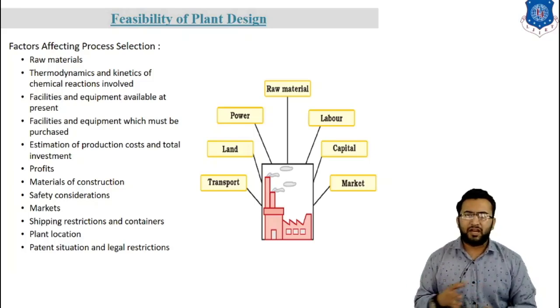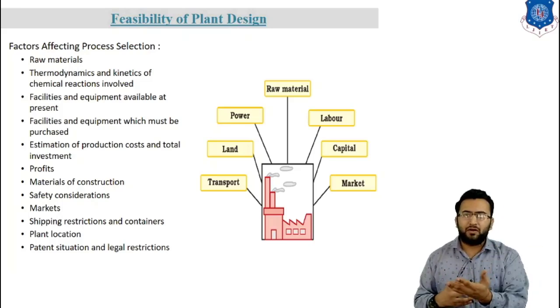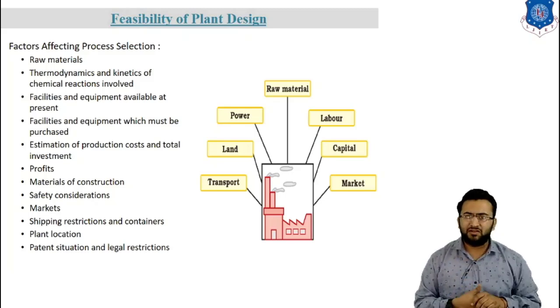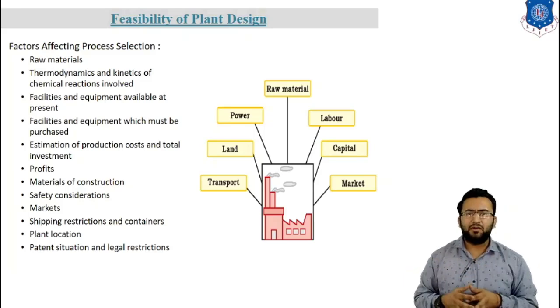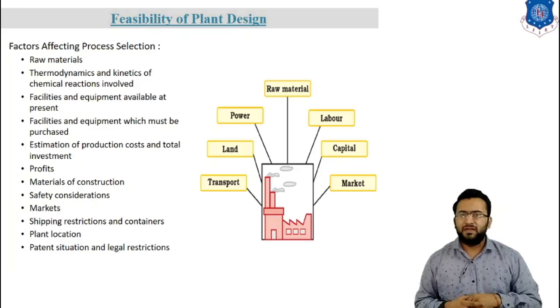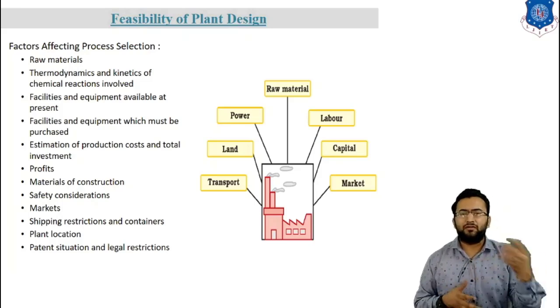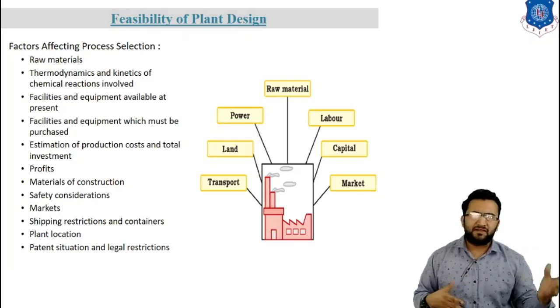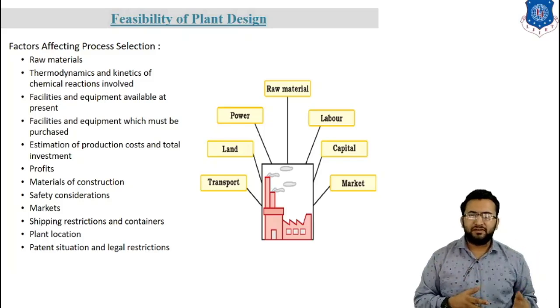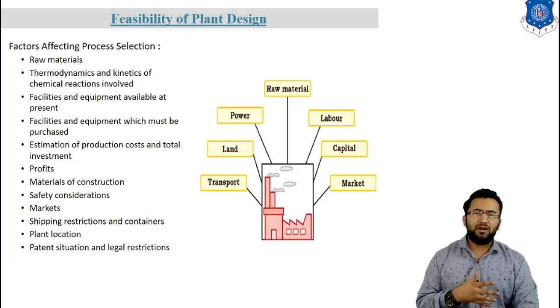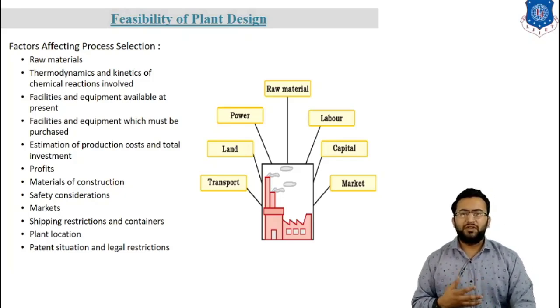The second factor is the thermodynamics and kinetics of the chemical reaction involved. There are various factors which affect the thermodynamics and kinetics of the chemical reaction involved, such as equilibrium, yield, rate, and optimum conditions, and these also affect the feasibility of plant design. Others are facilities and equipment available at present, facilities and equipment which must be purchased, estimation of production cost and total investment, profit, material of construction, safety considerations, and market. These are all various factors which affect the feasibility of plant design.